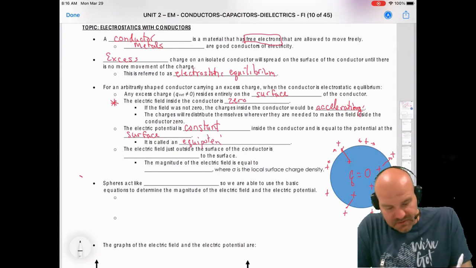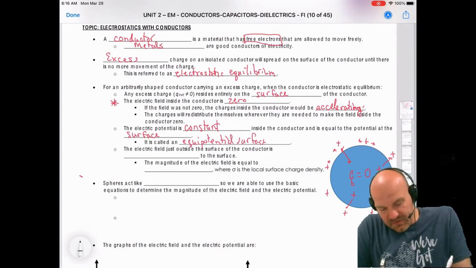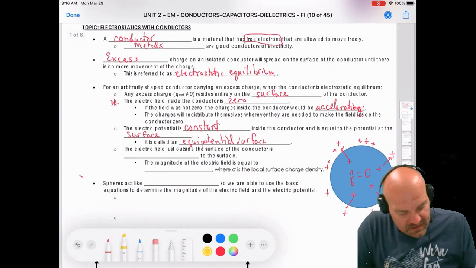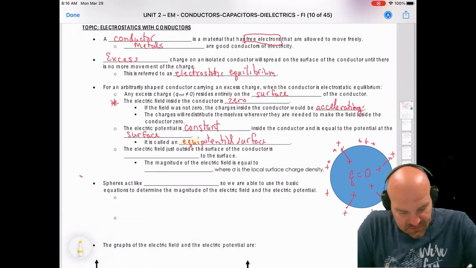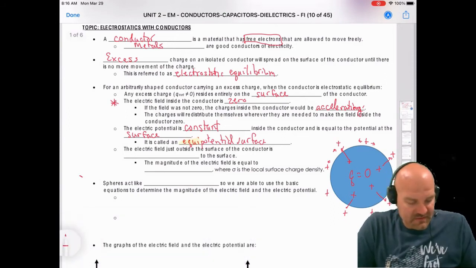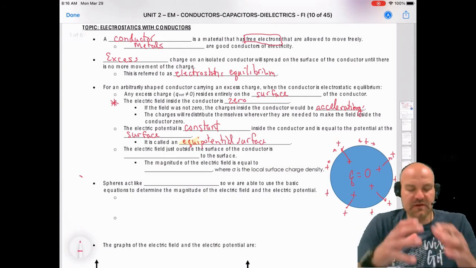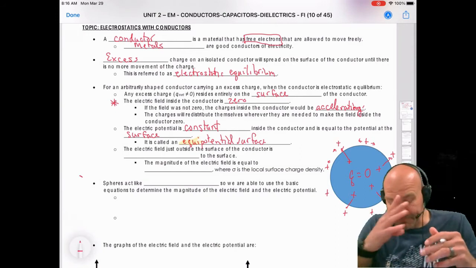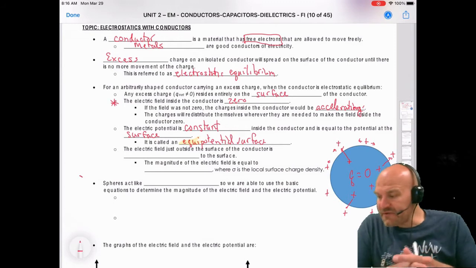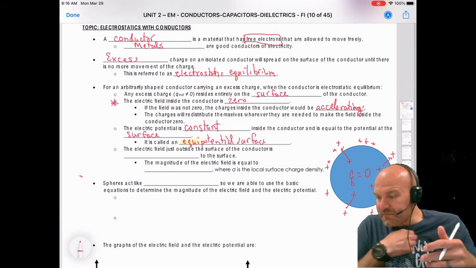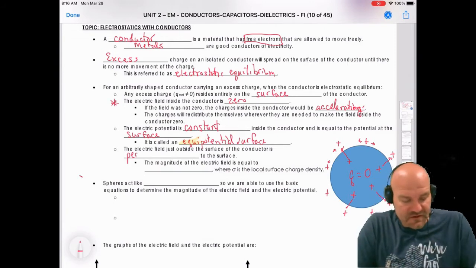Equipotential surface. And you see the key start to this, equi, means equal. So that means the potential on that surface will always be the same. All right. And then the outside, the electric field just outside the surface of the conductor is perpendicular to the surface.